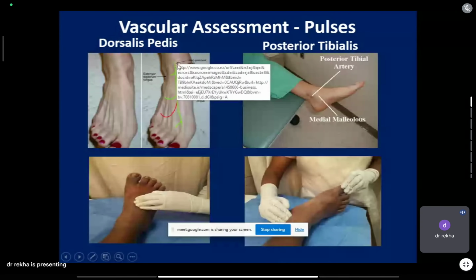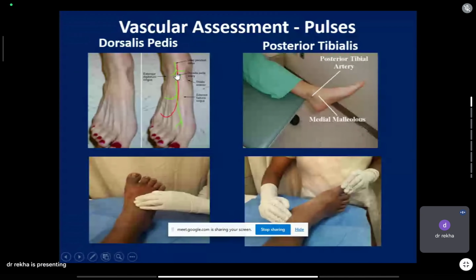So this is the extensor hallucis longus and this is the dorsalis pedis. Okay, these arteries we have to feel, the dorsalis pedis, whether there is any pulsation or not, and just behind the medial malleolus there is an artery called the posterior tibial artery. So this is the dorsalis pedis and this is the posterior tibial. So how do we check? You can see this is how we check.